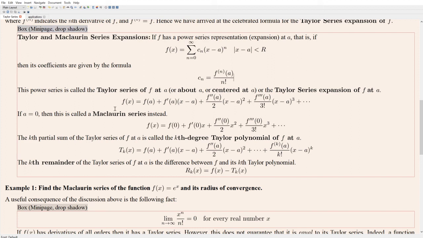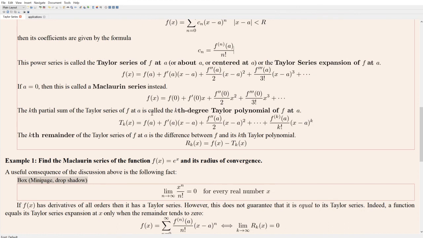The mathematicians Taylor and Maclaurin, I don't know too much about them. I think they were from like the 1600s. They apparently did this work independently of one another, this idea of taking functions and replacing them with series. I don't know historically why it is that Taylor's name is associated with the general case, and Maclaurin's name is associated with the case where a is equal to 0, but that's what the current notation is.